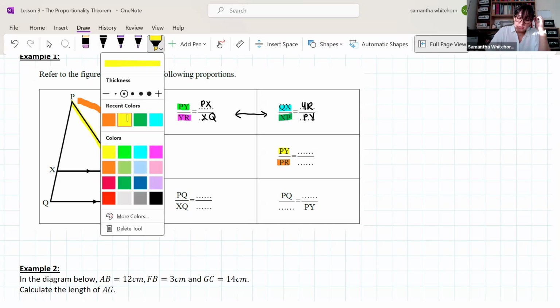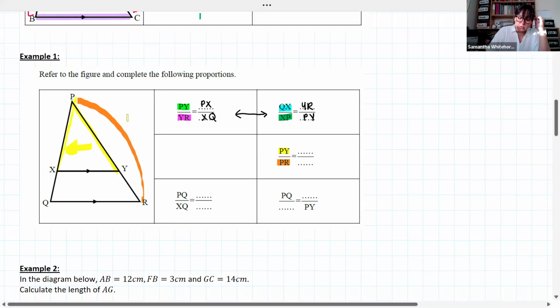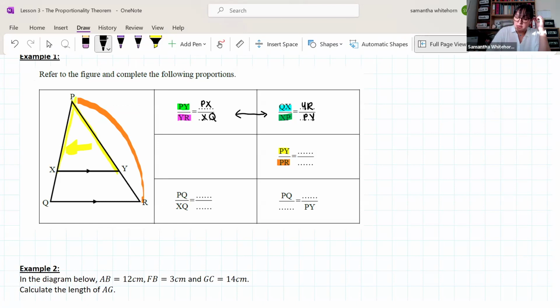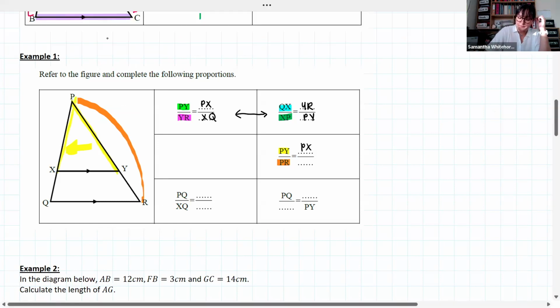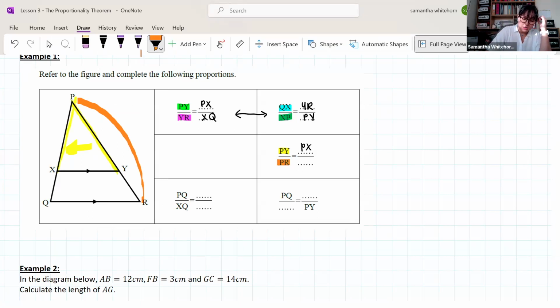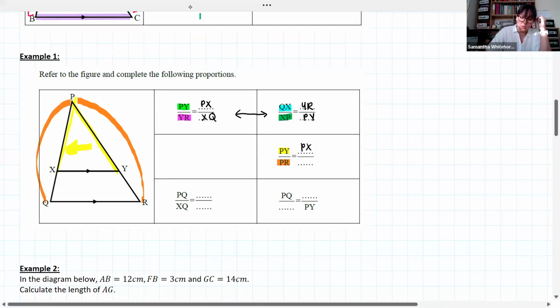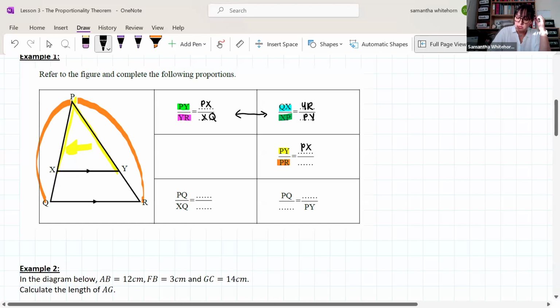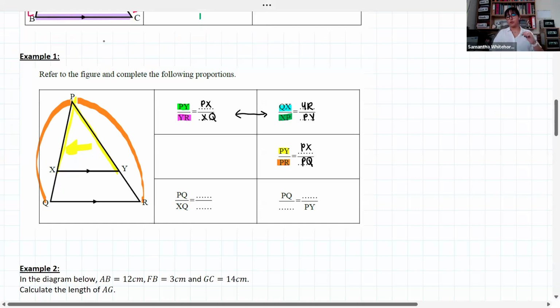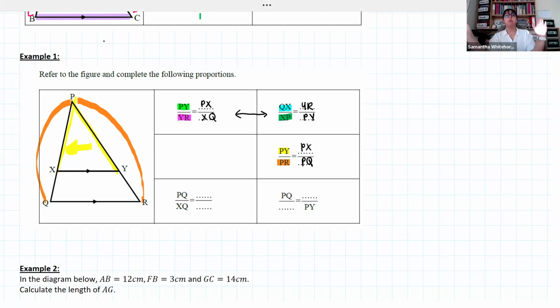So my numerator was PY. That corresponds to PX. So in my numerator, I'll have PX. And then the whole side PR obviously will correspond on the other side with the whole side PQ. And so this is over PQ. And so once again, how you set up your ratio, you do you. It's going to depend on the question and what you're trying to find. But just bear in mind that there are different ways to set up these ratios.